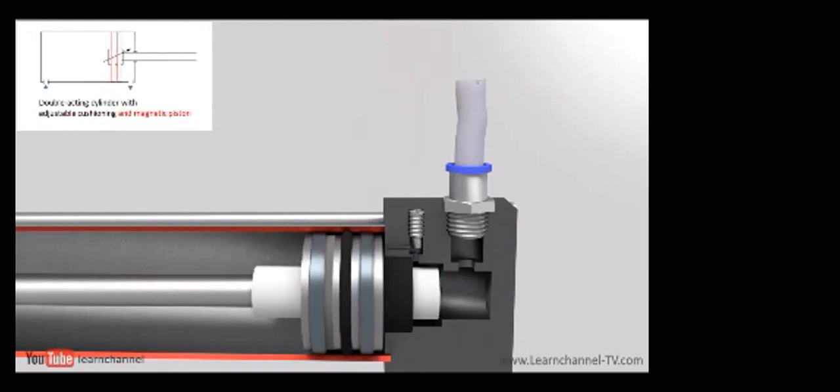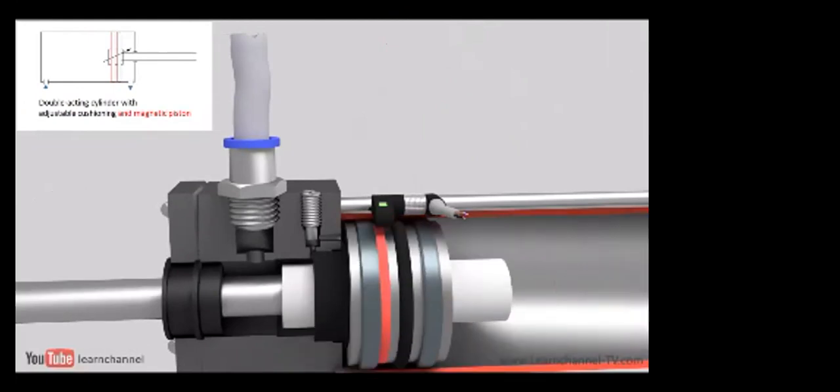Especially for sequence controls, you need to detect the end positions of the cylinder. Here, reed sensors are mainly used. To be able to use these sensors, the piston is equipped with a magnet. So when the piston approaches the reed, you get a signal to the control.